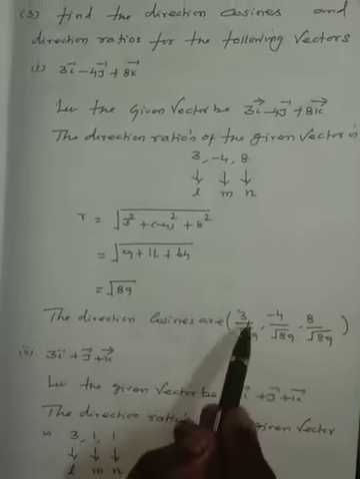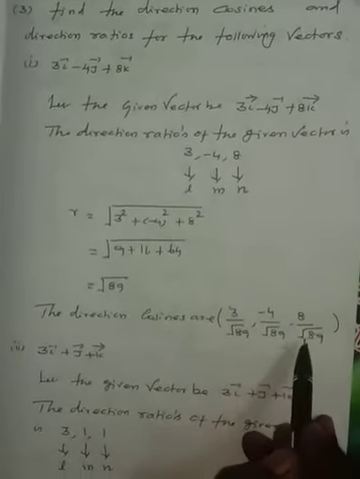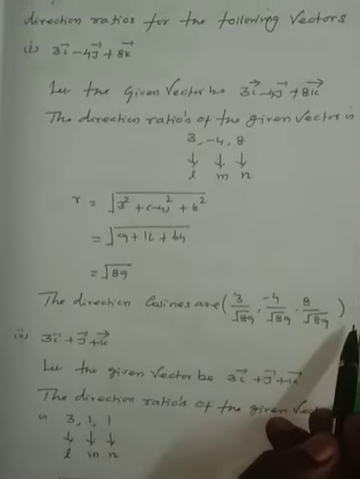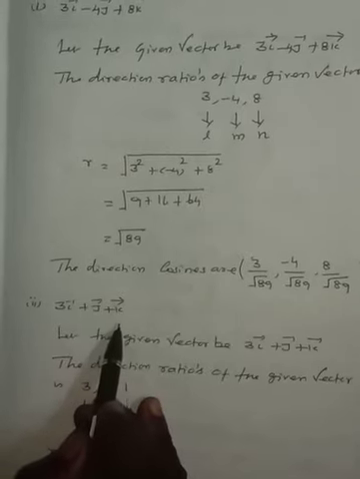L is 3, so 3 divided by root 89. M is minus 4 divided by root 89. N is 8 divided by root 89. Solution number 3: 3i vector plus j vector plus k vector.